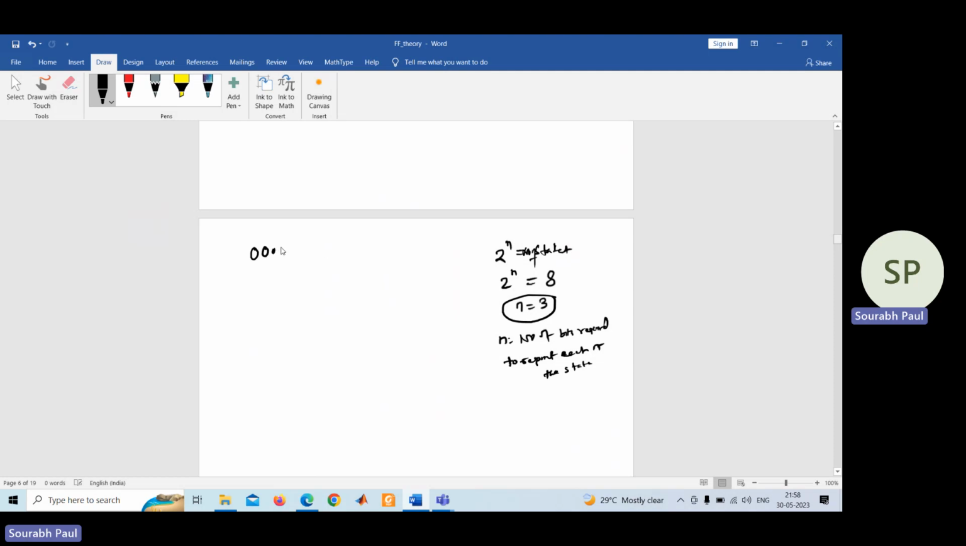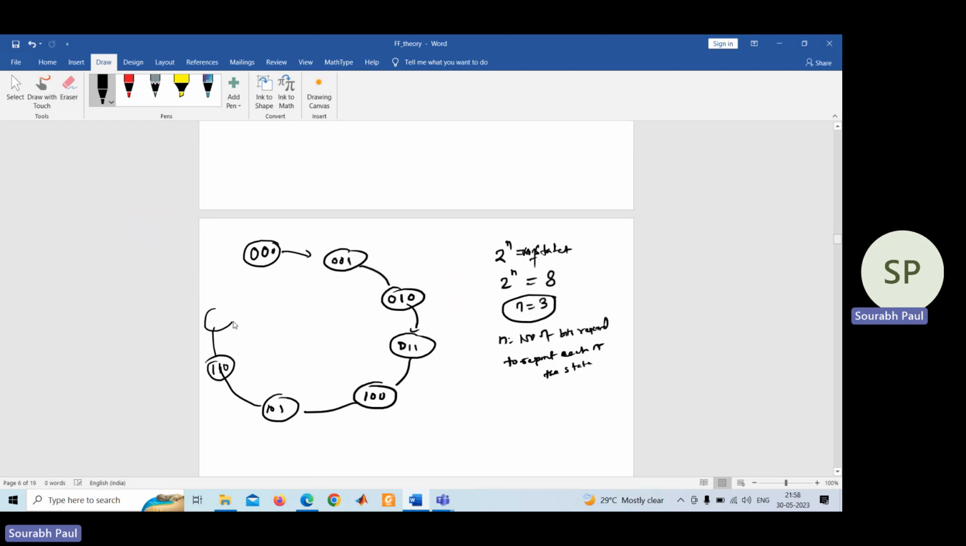So 0 has to be represented by 3 bits. Then 1 also has to be represented by 3 bits, that is 0, 0, 1. Then 2 is 0, 1, 0. Then 3 is 0, 1, 1. Then you have 4, you know very well, 1, 0, 0. Then 5 is 1, 0, 1. Then 6 is 1, 1, 0. Then 7 is 1, 1, 1. And then you need to come back to 0. Okay. So these are the counts it has to do.